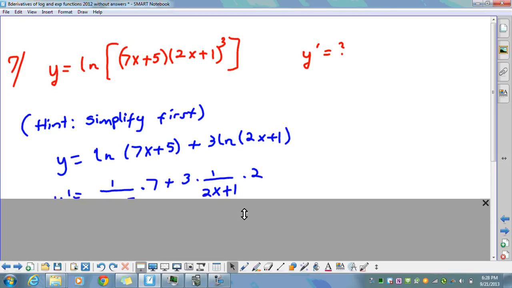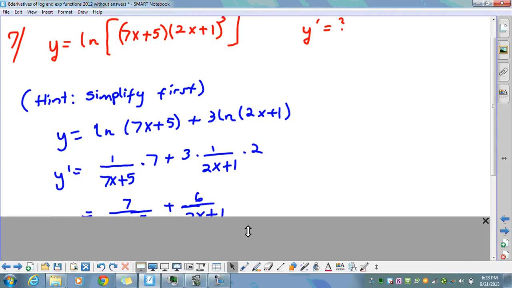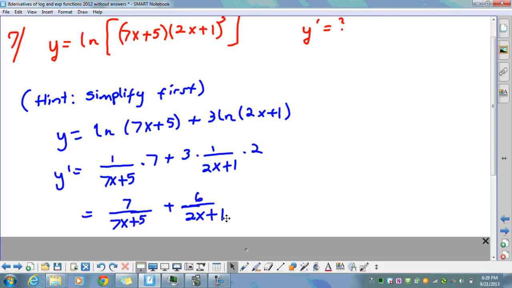1 over u times u prime. So you apply that to the first part. The 3 remains. 1 over u times u prime. 3 times 2 is 6. And that's how we can leave the answer, just like that. I know the book may also combine these and get a single fraction, but as far as I'm concerned, it would be okay to leave the answer like this.